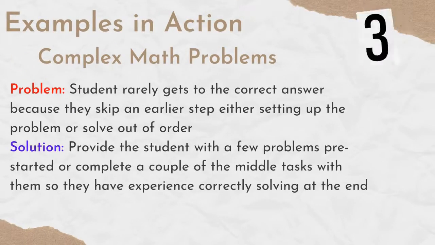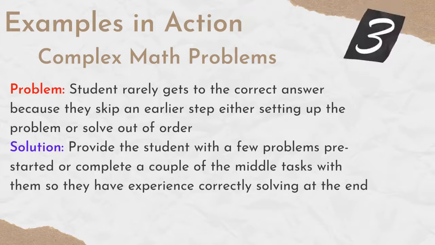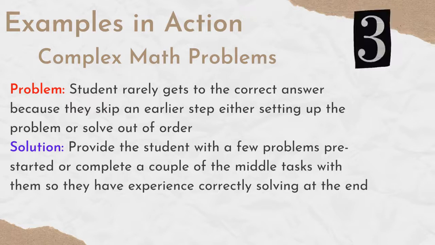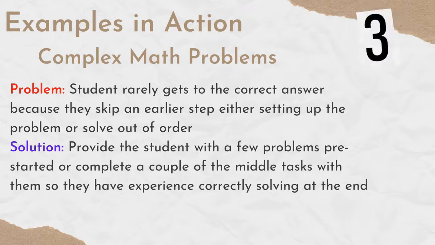Example 3. Students are working on complex math problems with several steps. You have a student who rarely gets the correct answer because they're not completing an earlier step correctly. You could backward chain this by pre-starting a few problems for them, or have them start the problem and you can do the middle tasks alongside them to complete the problem independently.